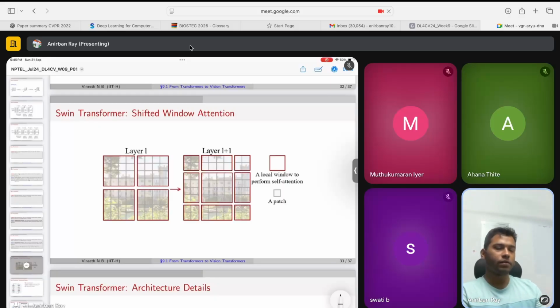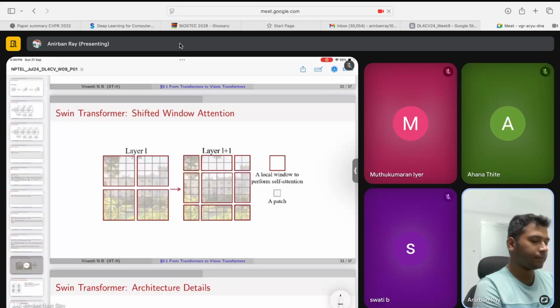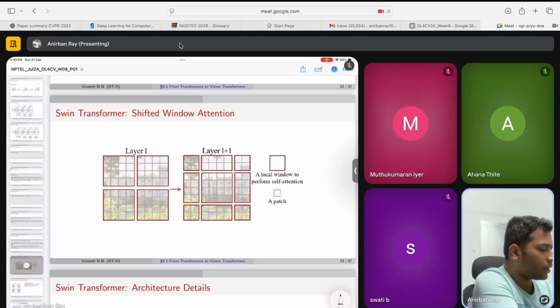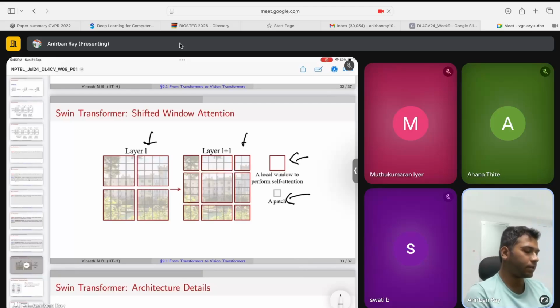Okay, so let's focus. The brown ones are the patches, and these red ones are the local windows. So in layer 1 you have a bigger window size, and in layer 2 you have a smaller window size. Shifted window attention, that is what they call it.